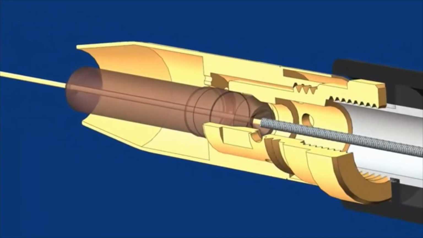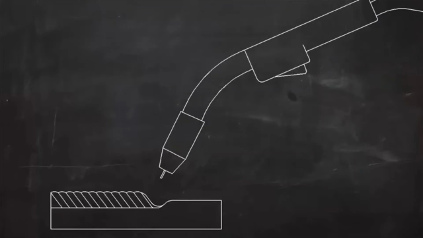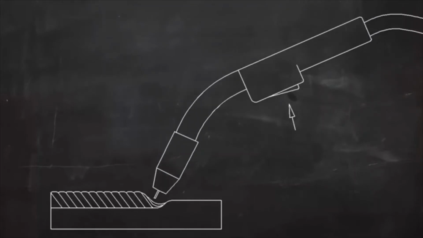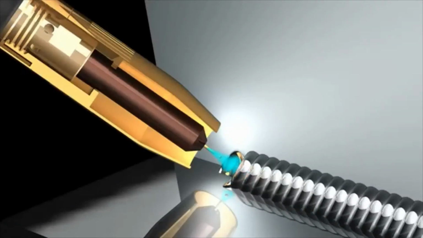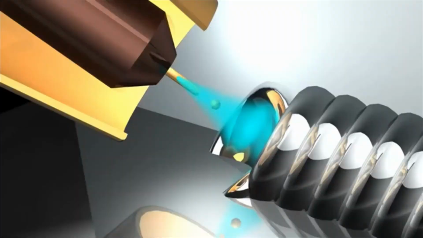The wire is fed continuously when the trigger on the welding gun is pulled. When this trigger is pulled, it also switches on the welding current and a shielding gas. An electric arc forms between this wire electrode and the workpiece and heats both metals above their melting point. These metals mix together or coalesce and solidify to join the workpieces into a single piece.